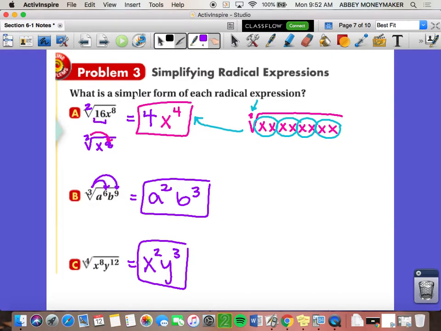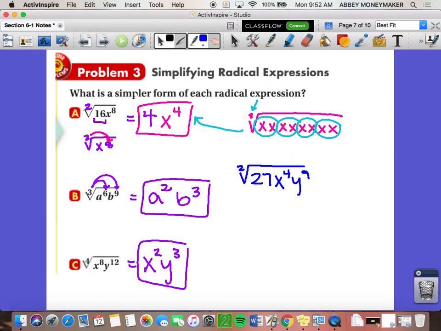Now I want to take a second and do an additional problem because all of these worked out nicely and you're like, well, what if they don't work out so nicely, right? I hear you. So let's do like the square root of 27 x to the 4th, y to the 9th. Okay. So we would go ahead and put our 2 there.